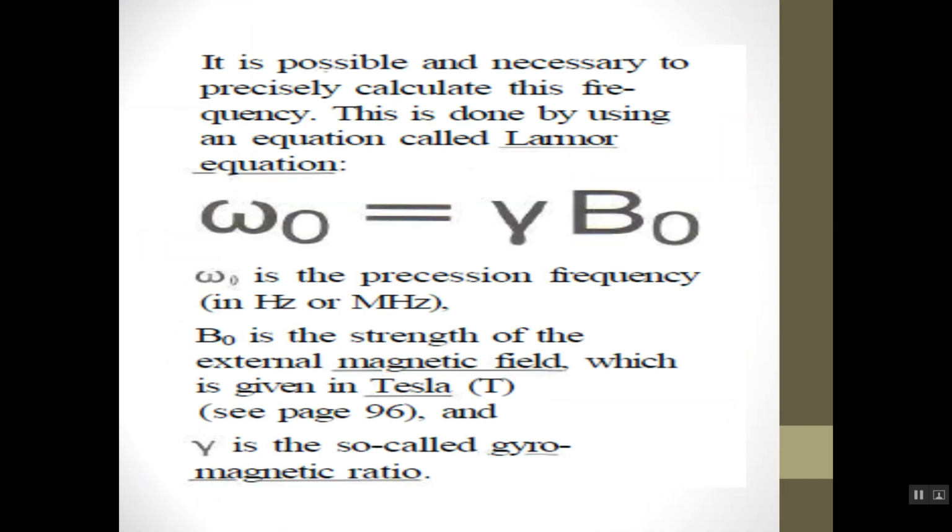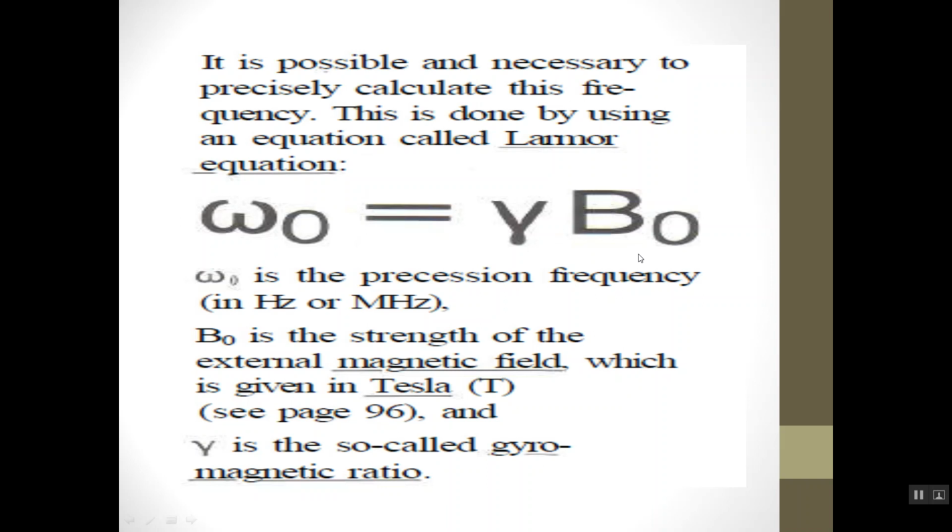Here, this is the Larmor frequency, which is the angular frequency. If I want to calculate the frequency of precession from this equation, it is equal to the gyromagnetic ratio, which is specific for the atom itself, whether it is the proton of hydrogen, or fluorine, or phosphorus, and so on. And this is the external magnetic field. So the gyromagnetic ratio is constant, but the external magnetic field, which is represented by B naught, is not constant. It is related to the machine itself.